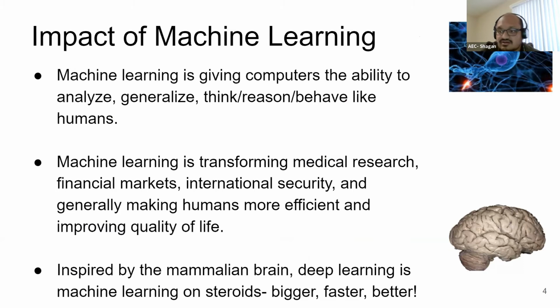This is the main motivation behind developing deep learning models. They try to mimic the human brain, giving computers the ability to analyze and think just like humans. Humans have billions and billions of neurons in the brain, and deep learning models are trying to develop techniques similar to the human brain. As I said earlier, applications like medical research, financial markets, security. The main idea is helping humans and improving the quality of life.